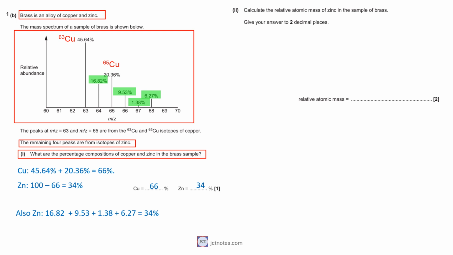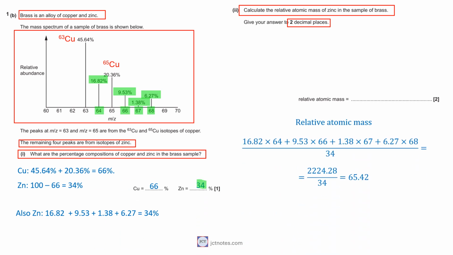In Question 2, we are asked to calculate the relative atomic mass of zinc in the sample of brass, giving the answer to 2 decimal places. The results from Question 1 indicate that given 100 grams of brass, 34 grams are going to be zinc. To calculate the relative mass of zinc, we multiply each percent of zinc by its mass and divide by the total mass of zinc, that is, 34 grams. I get 65.42.